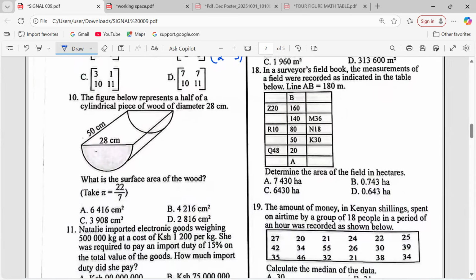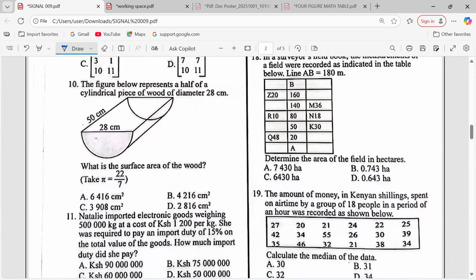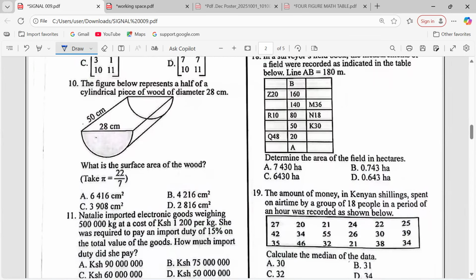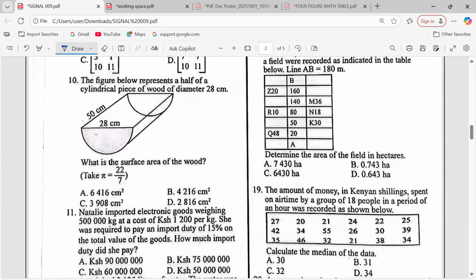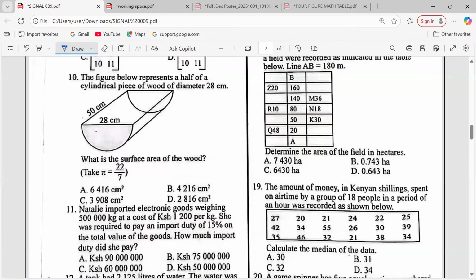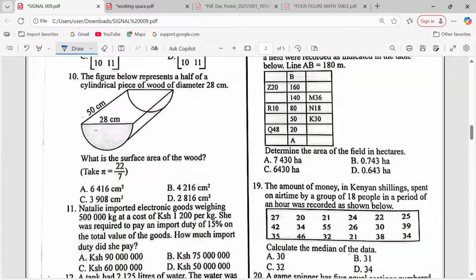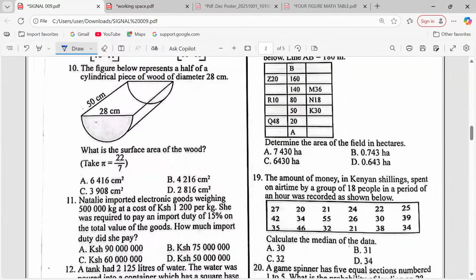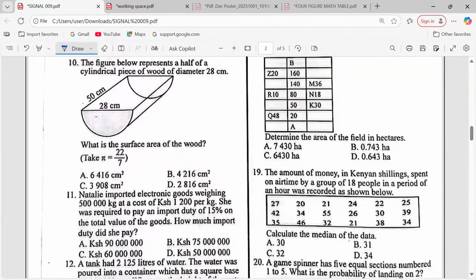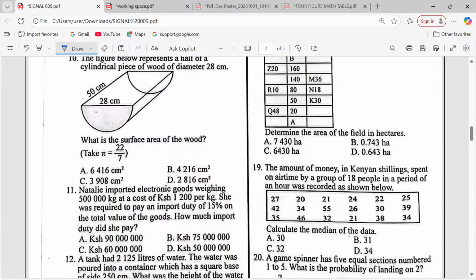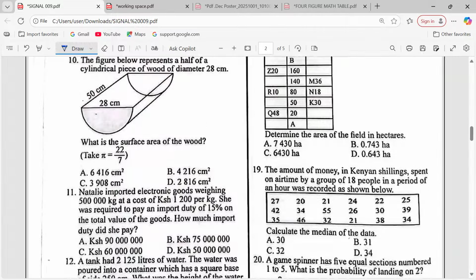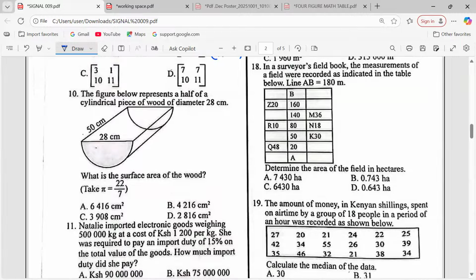It's also good for a question like number 10, where we mention a few things. We've been told that the figure below represents half of a cylindrical piece of wood, diameter 28. As you can see, the length is 50. Now the question is, what is the surface area of the wood?